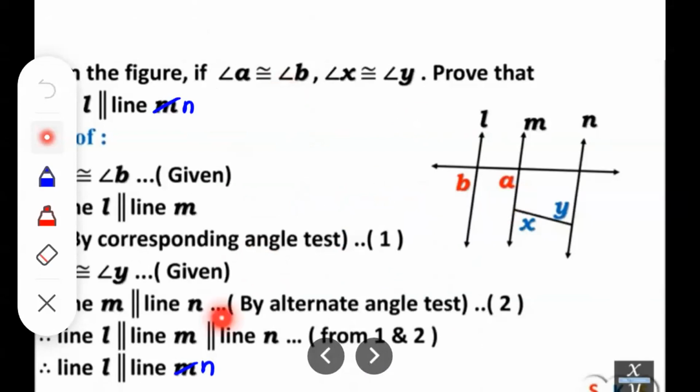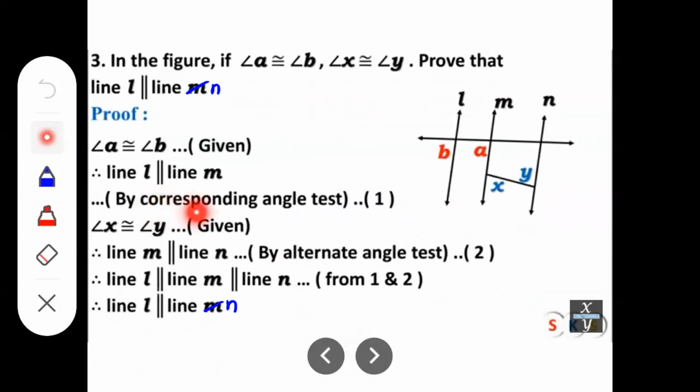So by the corresponding angle test, both the lines are parallel to each other. Line L is parallel to line M. Why can we say that? We can say that because angle A is given congruent to angle B in the example. Write it as equation 1. Now for another pair which is given, this one.